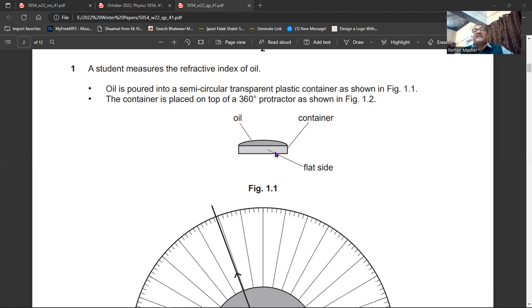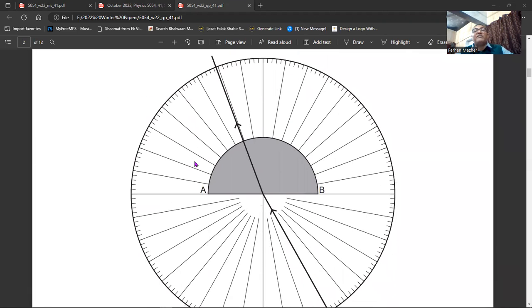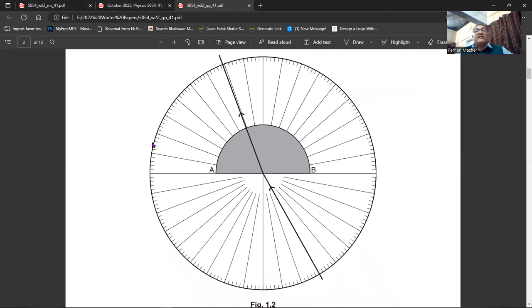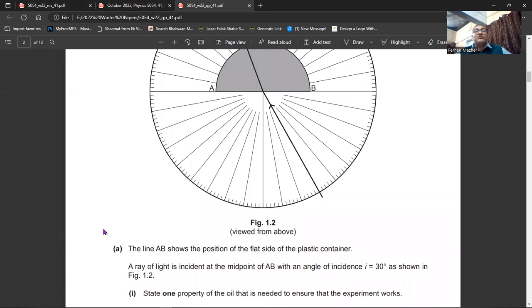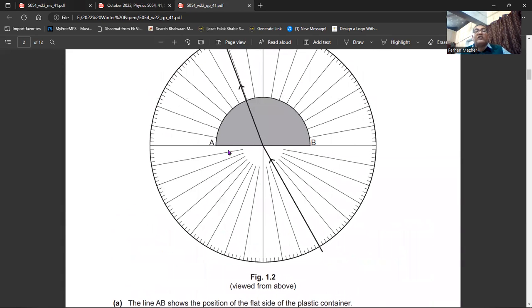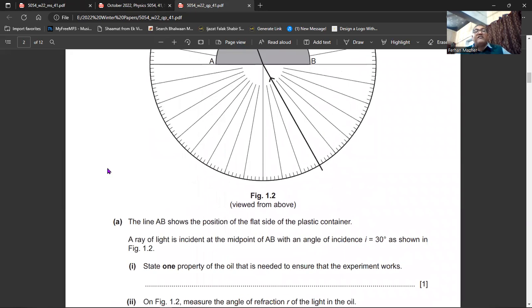So this is that plastic container. It is filled with the oil, and then we have placed it on a 360-degree protractor, and you can see this here. Then the question is, the line AB shows the position of the flat side. They're talking about this AB, the flat side of the plastic container. A ray of light is incident at the midpoint of AB with an angle of incidence of 30 degrees as shown in figure 1.1. State one property of the oil that is needed to ensure that the experiment works.